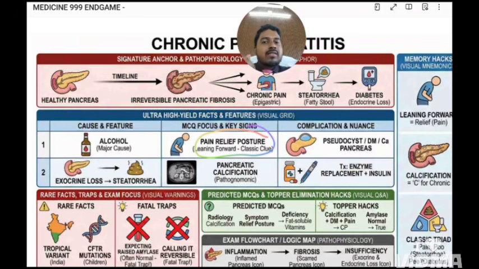Second, pain relief occurs when the patient leans forward. This is a very, very important clue in your MCQ. These are called MCQ indicators, which means when the patient leans forward, his pain will decrease. Associated with other features, always think of pancreatitis in your exams.